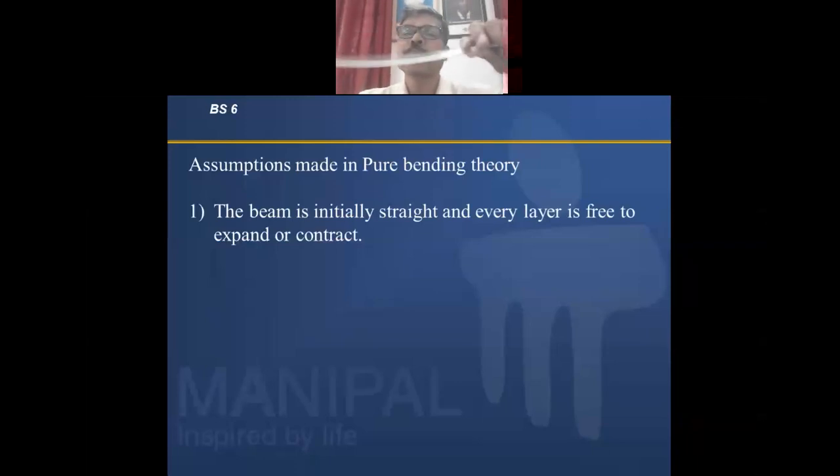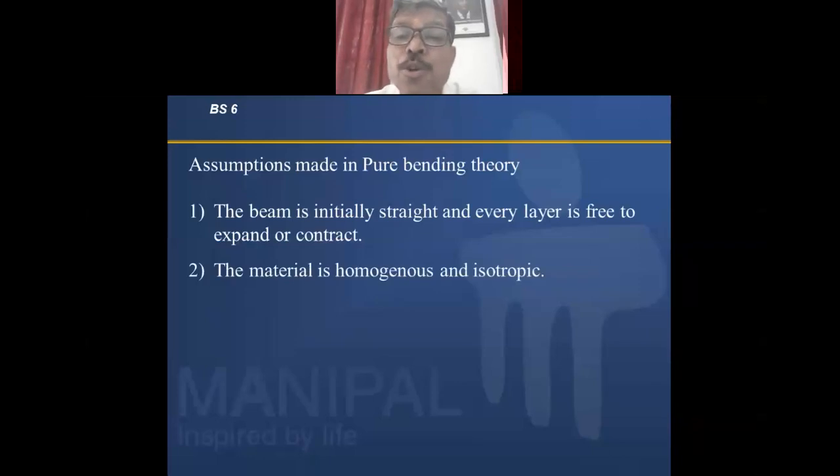It is free to expand or contract. The material is homogeneous and isotropic. What is the meaning of this assumption? The material is homogeneous and isotropic. Homogeneous means it is made up of the same material, and isotropic means the properties at each layer, anywhere, if you are going to take properties. Properties means material properties. What are the material properties? One is modulus of elasticity. All the properties are identical at any section; then it is called isotropic.